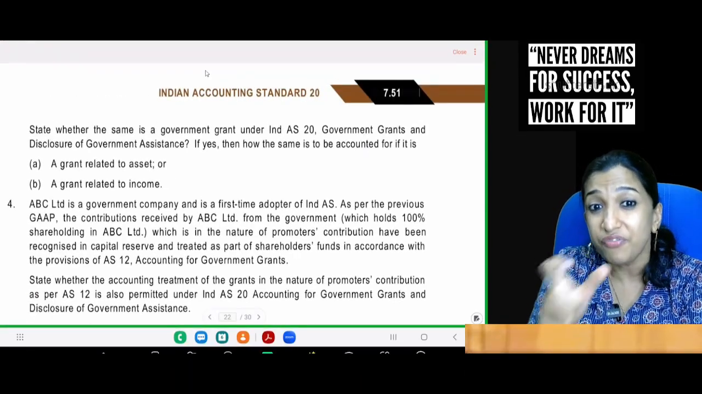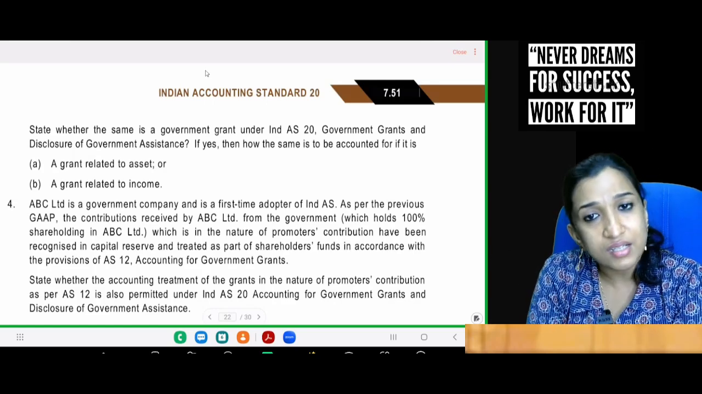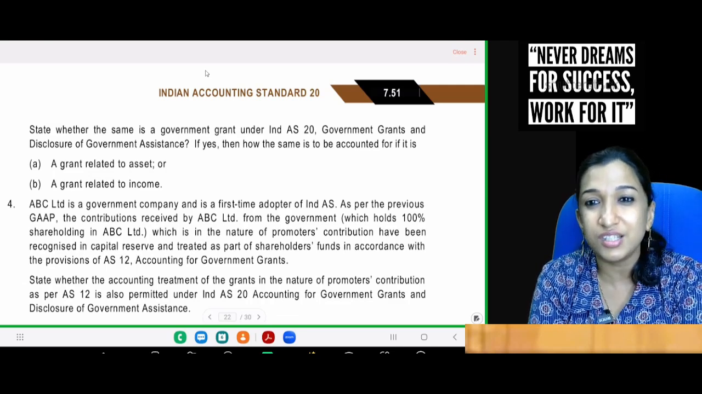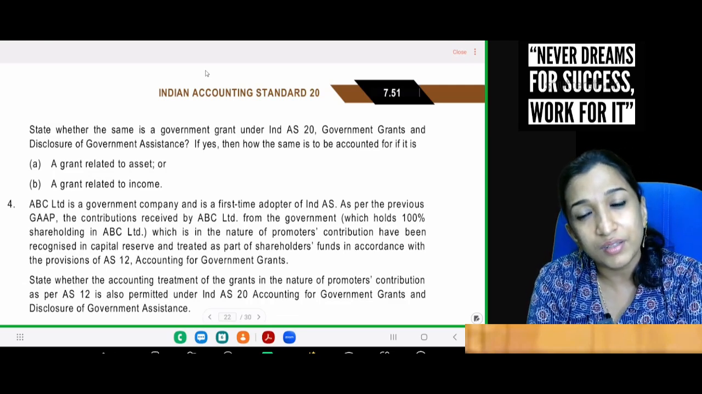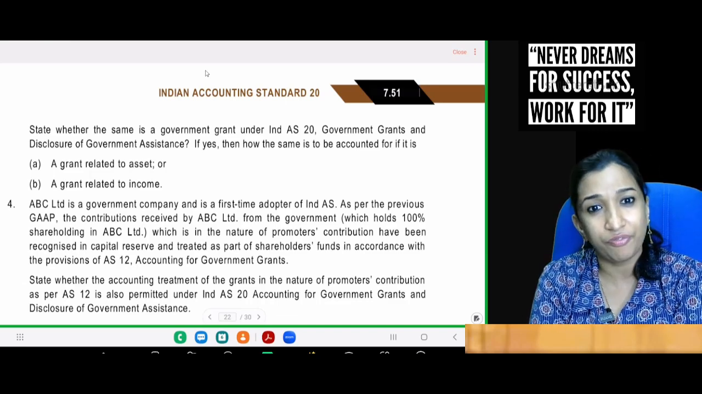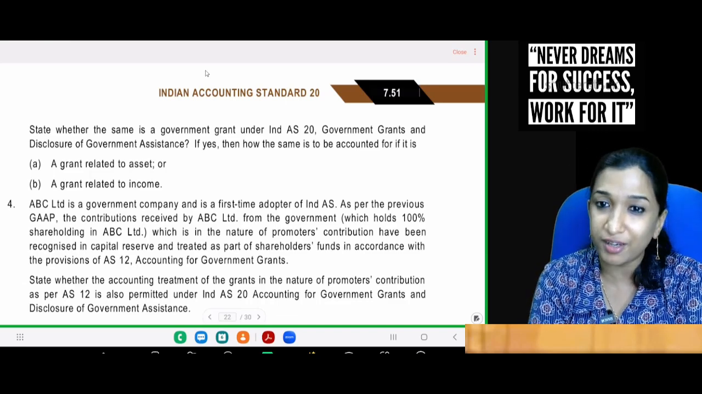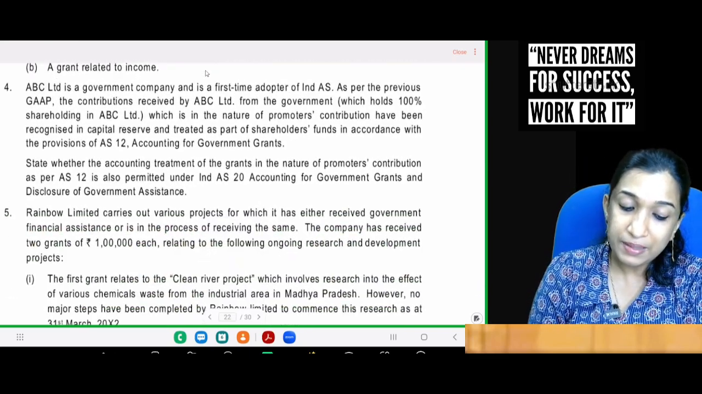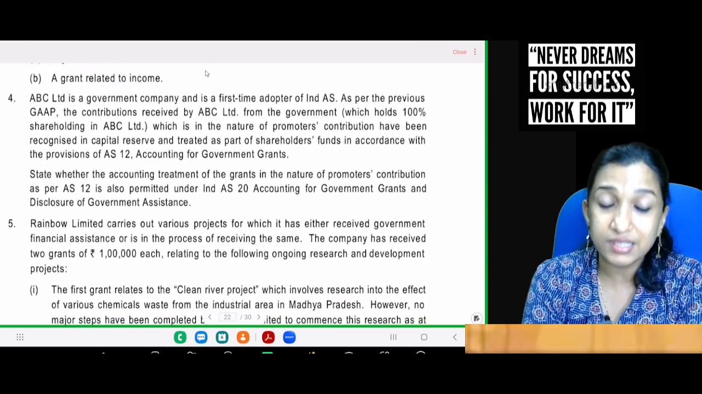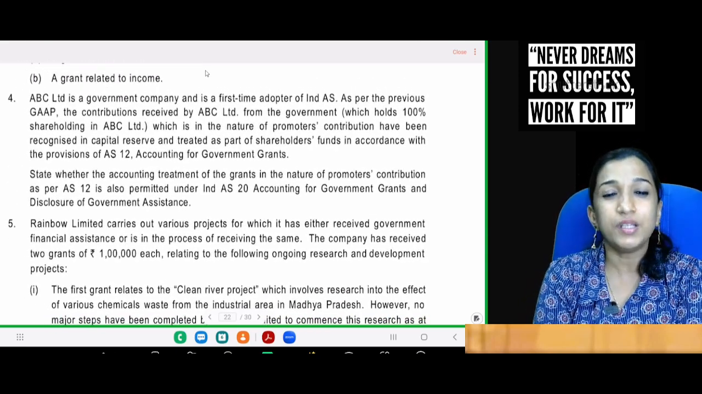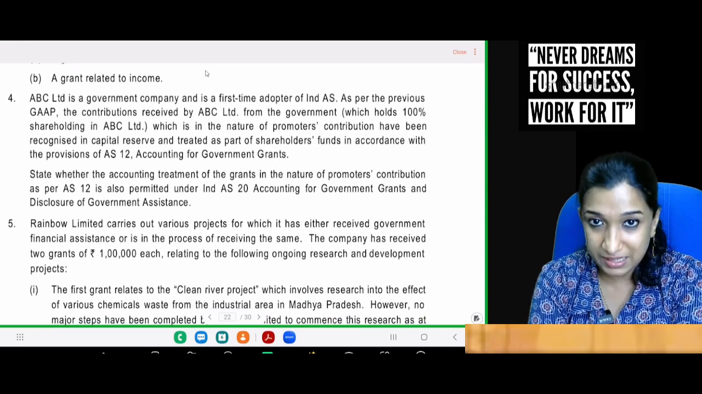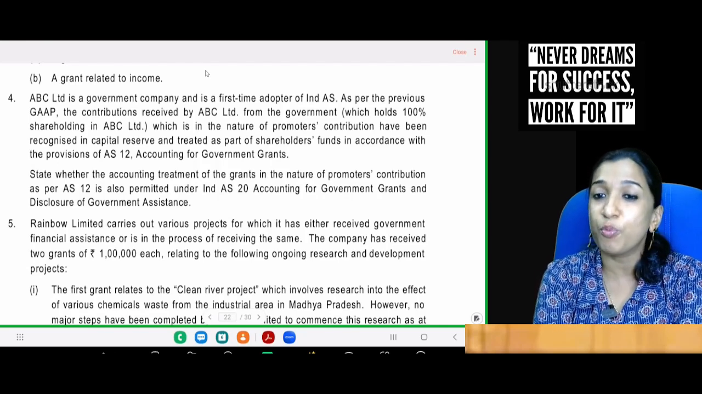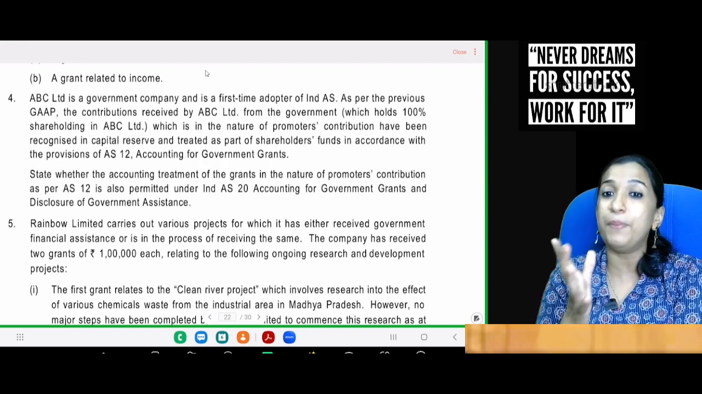Now the question is, what will be the accounting if it is an asset related grant? If it is an asset related grant, it will be either deducted from the cost of asset or amortized to P&L in the ratio of depreciation. If it is grant related to income, amortized to P&L in the ratio of cost of satisfying conditions. That's it. Okay. Now, ABC Limited is a government company and it is a first time adopter of IND AS. As per the previous GAAP, contributions received by ABC from the government, which holds 100% shareholding in ABC, which is in the nature of promoters' contribution, have been recognized in capital reserve.